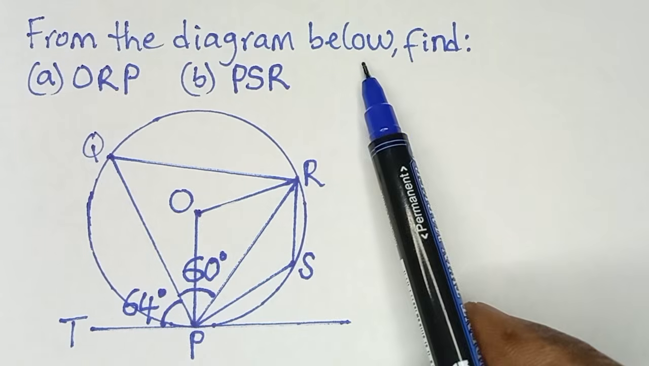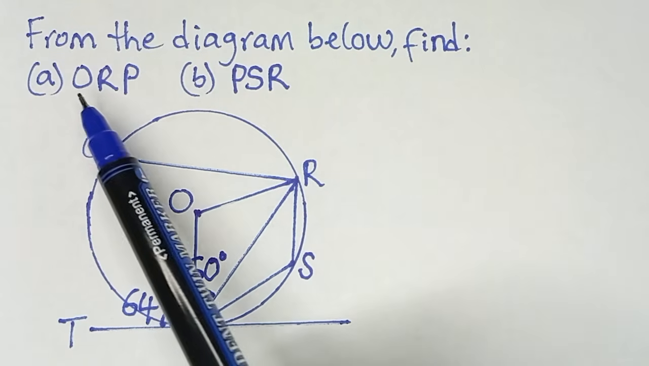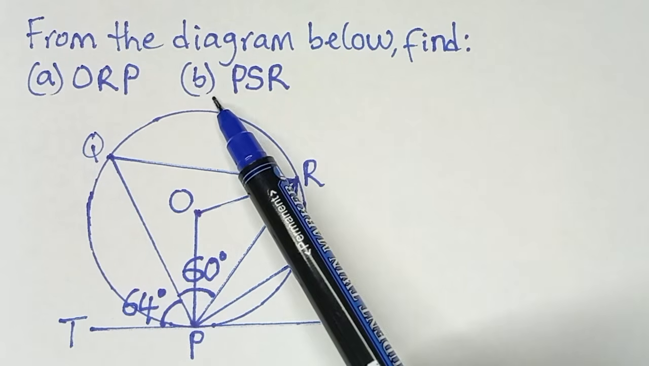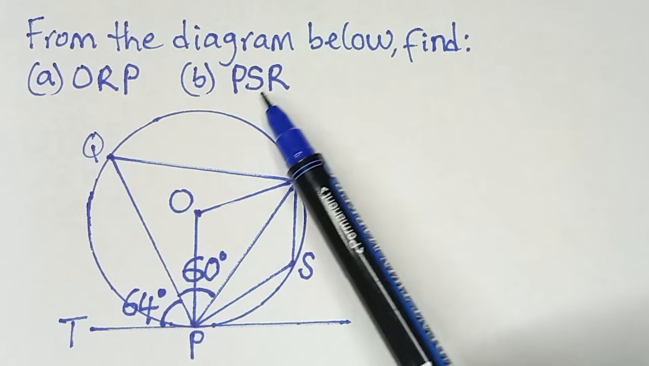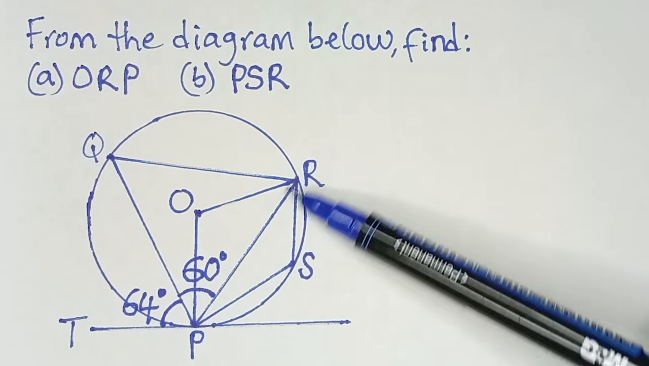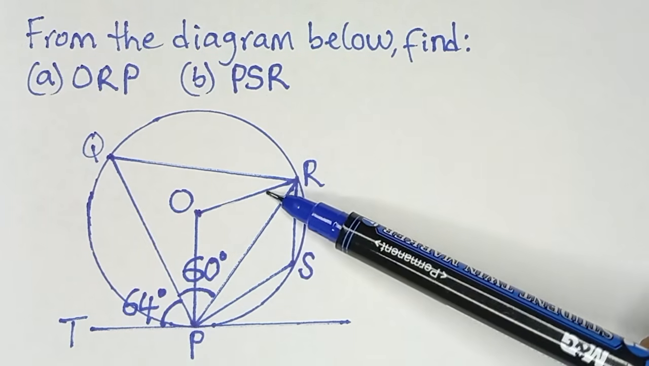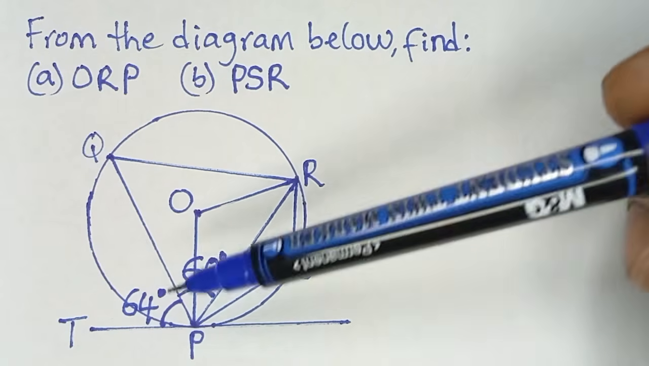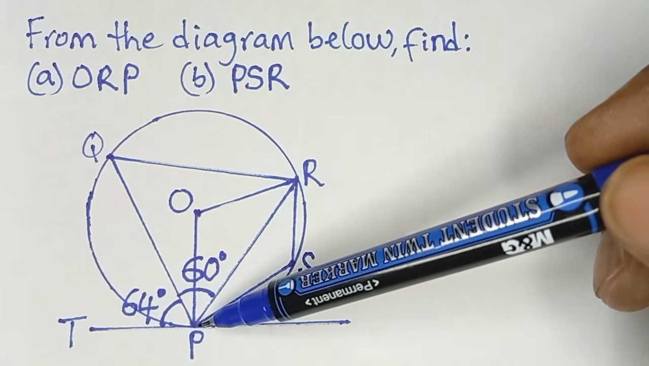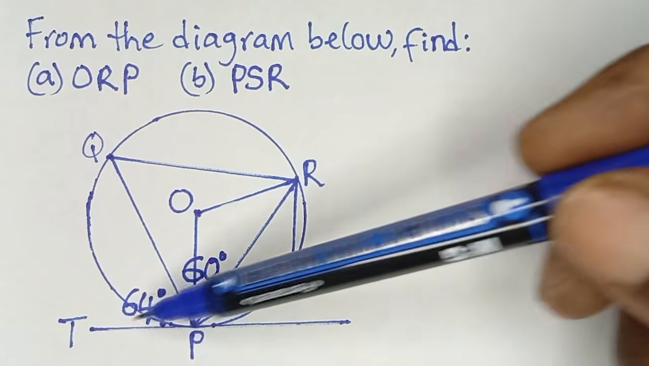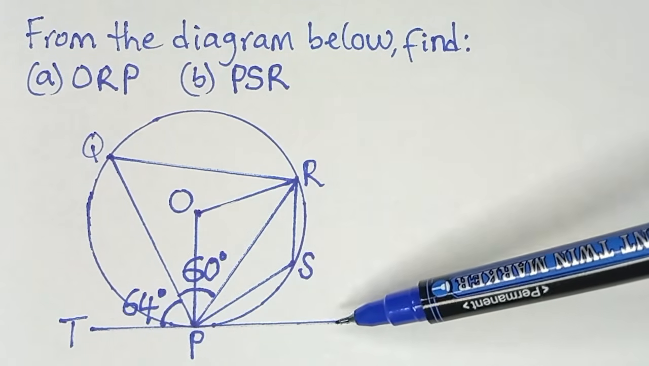From the diagram below, find angle ORP and then angle PSR. So first of all, we have to find ORP, which is this angle here. Now, the first thing I'd like us to look at is this tangent TP. This is a tangent. An external line that touches a circle is a tangent.